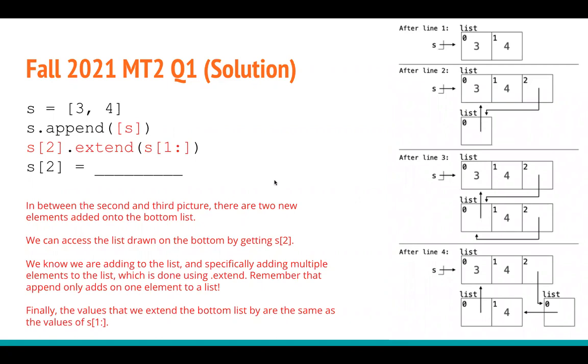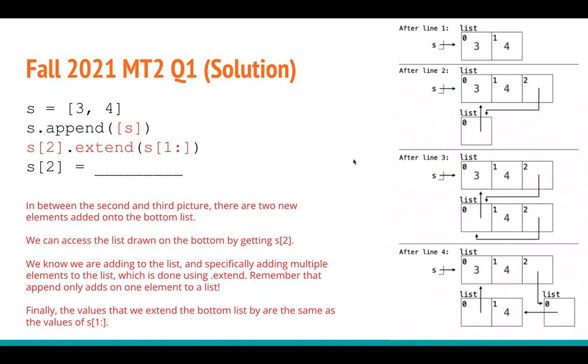So S in the brackets, S index 1, because S at index 1 would give us 4. Okay. Yeah, I gotcha. Yeah, that works.